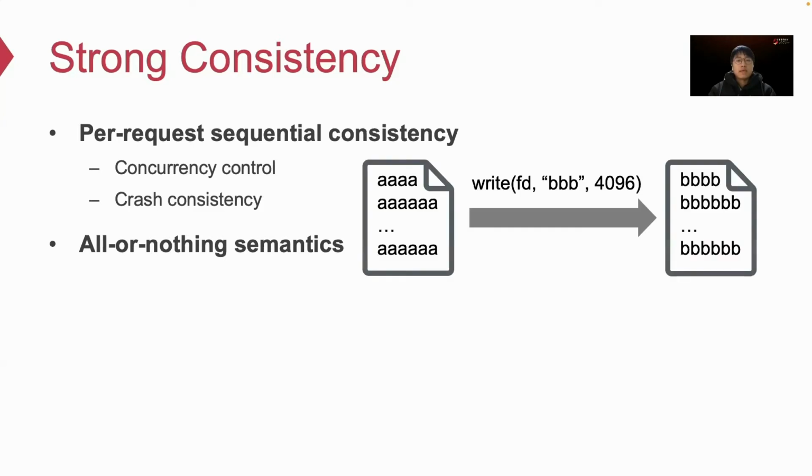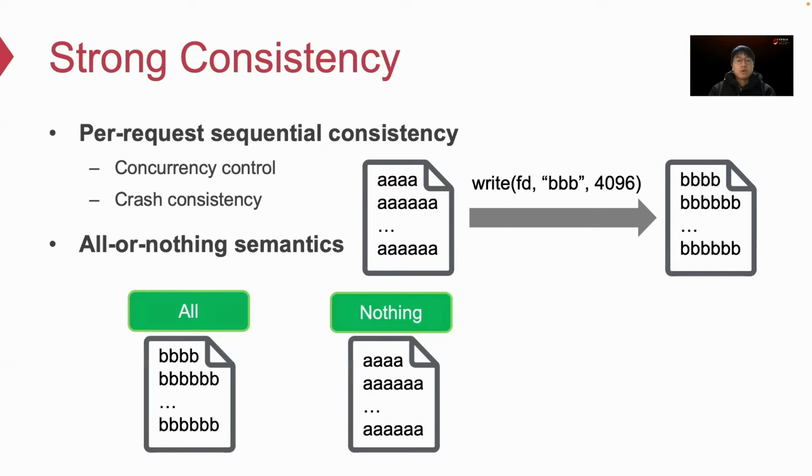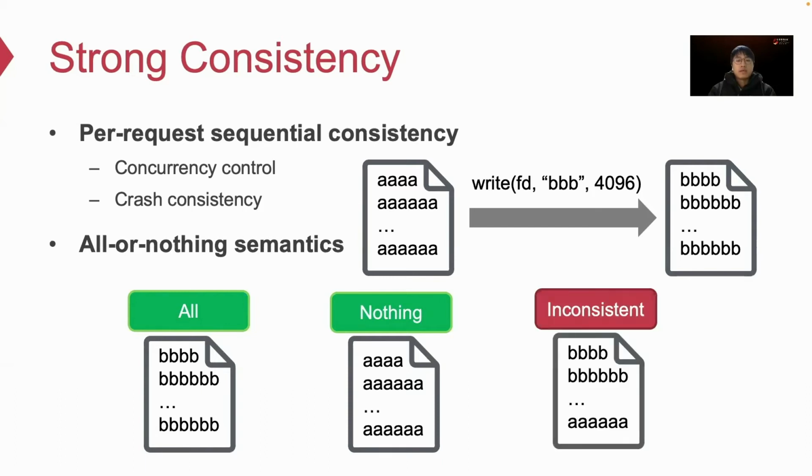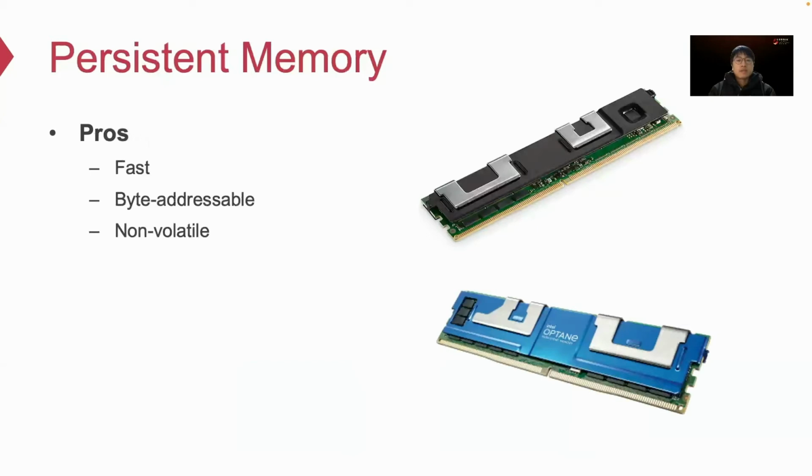For example, if we have a file filled with character A, and then we invoke a write file system call to overwrite the file with character B. If a system crash occurs during this process, after reboot the data of the file should be all character A or all character B. However, file systems do not necessarily guarantee strong crash consistency. Suppose a writer crashes halfway through writing, it is possible for a reader to read the partially updated value after the system recovers.